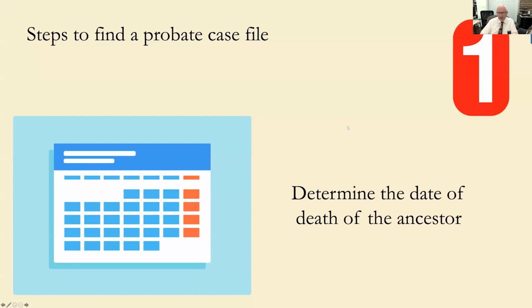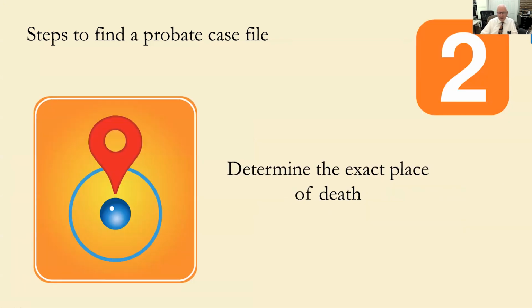So here are the steps. Determine the date of death of the ancestor. That's the first step that you go through. You've got to have a date, because otherwise you're just kind of shooting blindly, hoping you hit something. It's just not going to happen. Also, it's absolutely important to determine the exact place of death. Where did this person die? Because that may very well start triggering the whole process of a probate record.